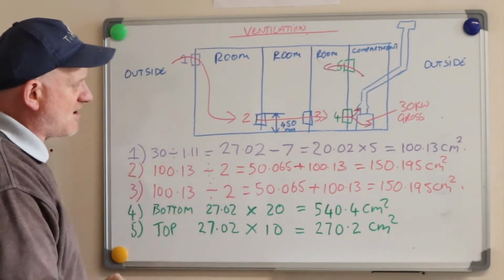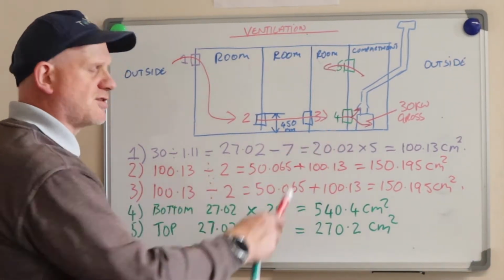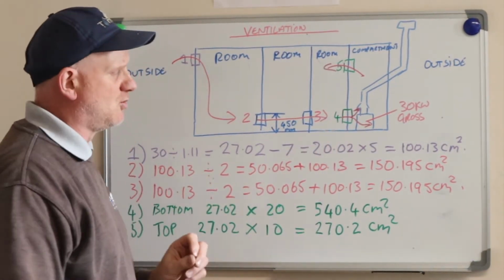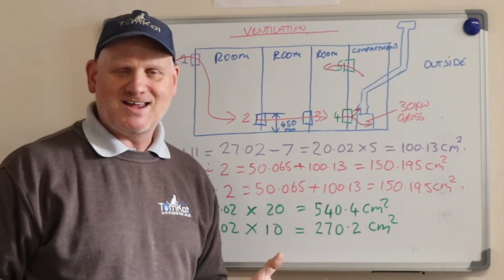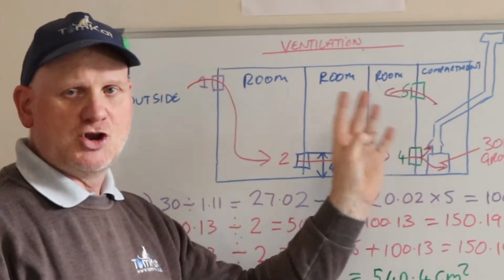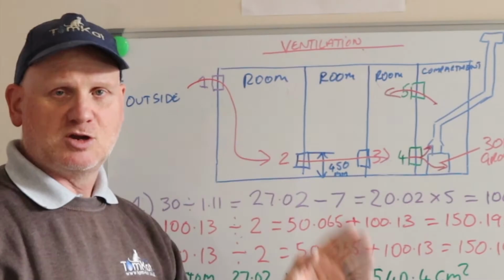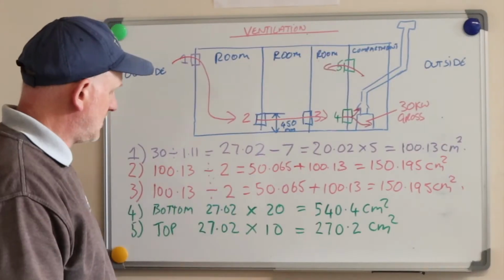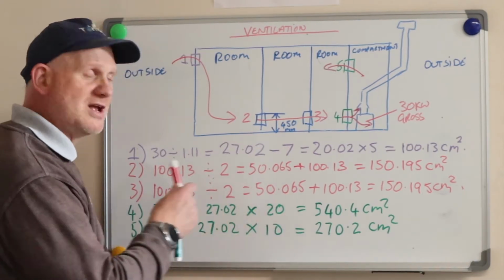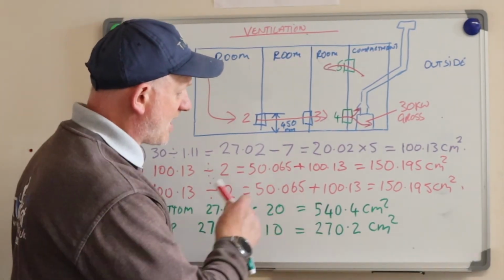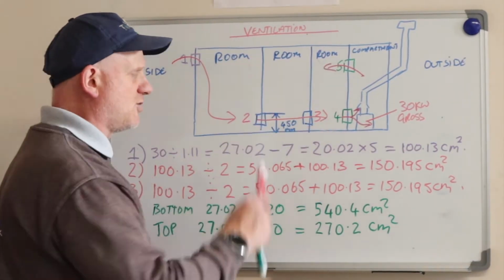So we have 27.02 kilowatts, because remember we need the net kilowatts, not the gross one. But this time we're not minusing any 7. So we do not knock off advantageous air for vents that are supplying compartments or cupboards. So we have 27.02 times 20. And that comes out at 540.4 centimetres squared for the bottom one.